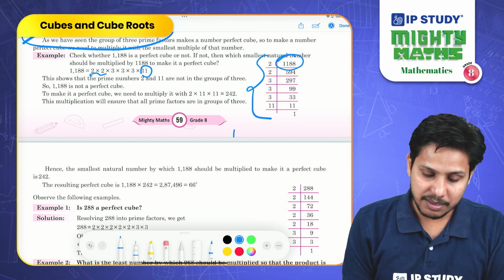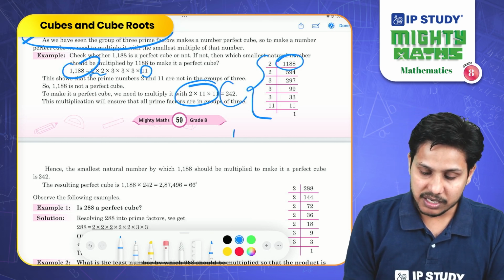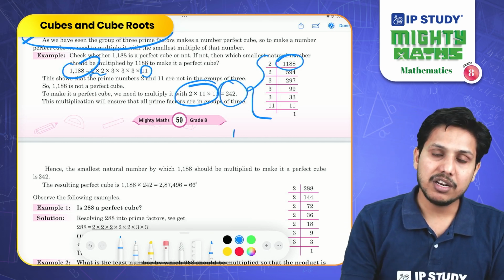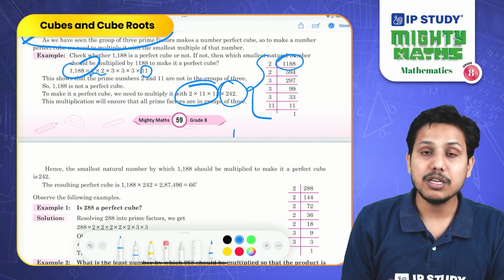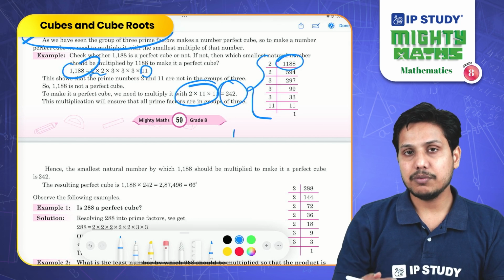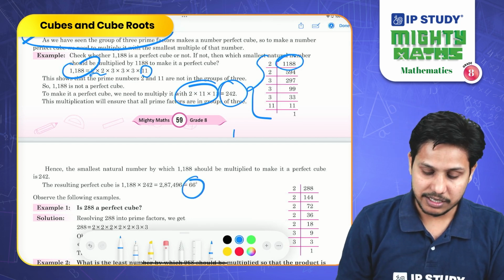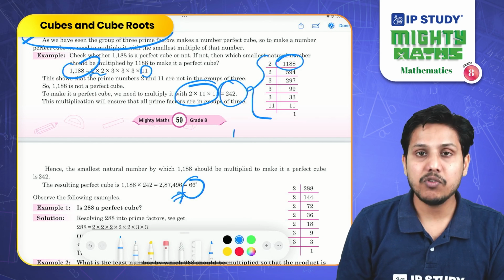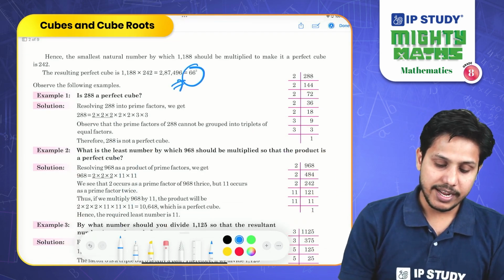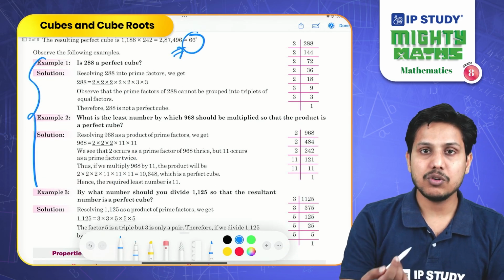So here we multiply the given number with these numbers that we need, and the number that should be multiplied here is 242. The new number that we obtain by multiplying this will be a perfect cube, which can be found like this, and it can be represented as 66 raised to the power of 3. How we come to this, we'll see in the later part of the video. Now students, here are some questions, example 1, example 2 and example 3, which you can go through.